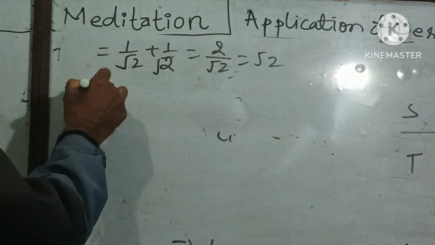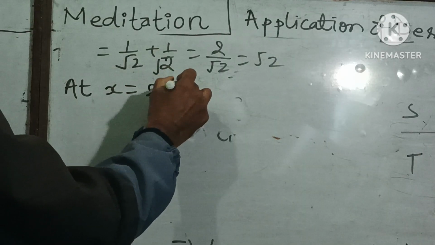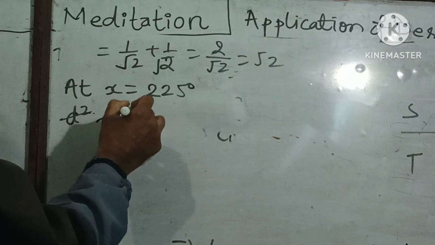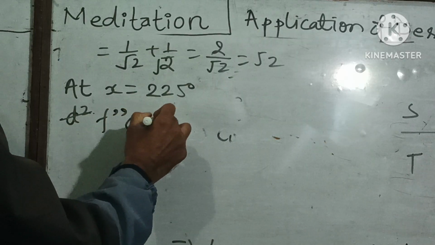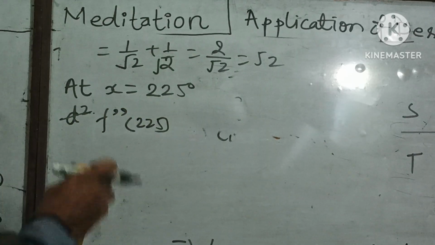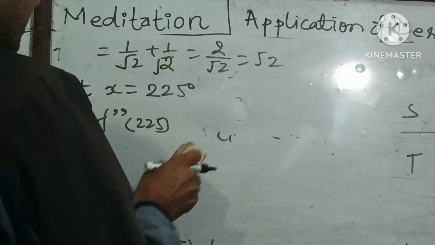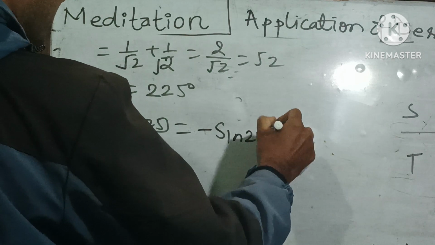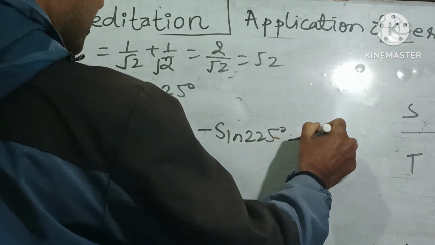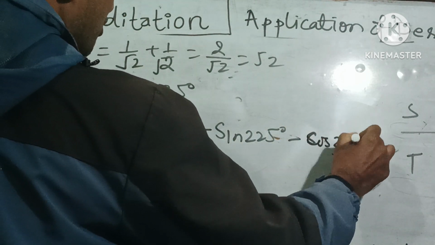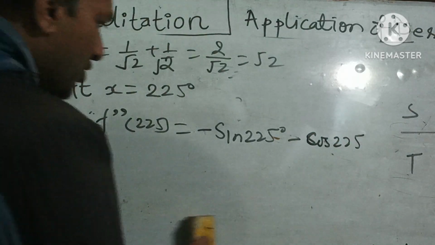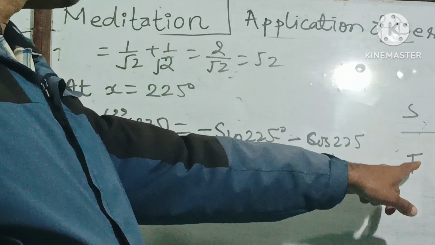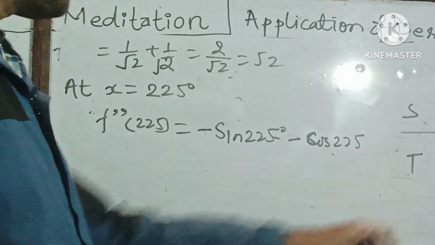One more value we again check, at x is equal to 225 degrees. So the second derivative f double dash of 225 we also check. This is negative of sin 225 and again minus cos 225. So sin 225, 225 lies in the third quadrant, so this value is negative.